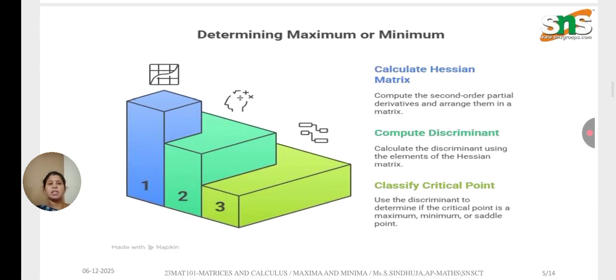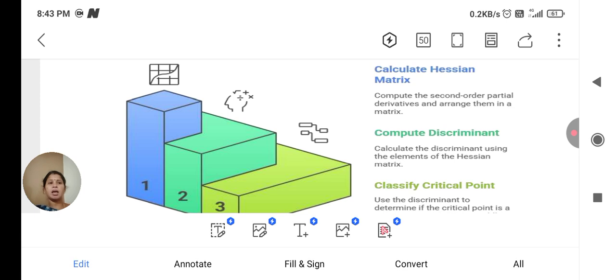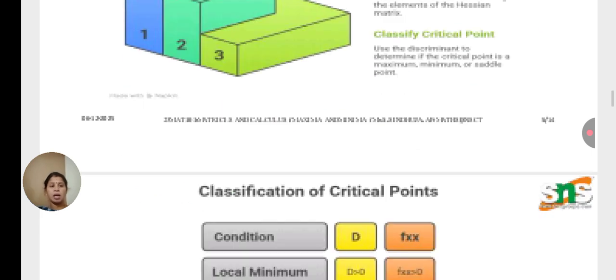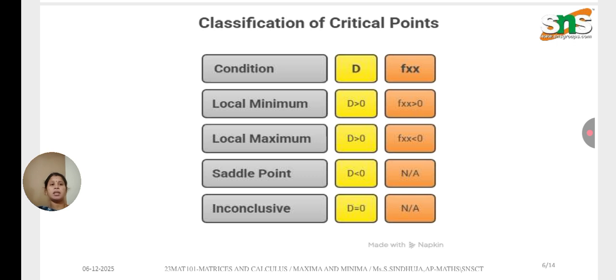So now let us determine a maximum or minimum by calculating the Hessian matrix. Compute the second order partial derivatives and arrange them in a matrix. Compute the discriminant, that is, calculate the discriminant using the elements of the Hessian matrix. Classify the critical point. Use the discriminant to determine if the critical point is a maximum, minimum or saddle point. So let us see what the conditions for critical points are.